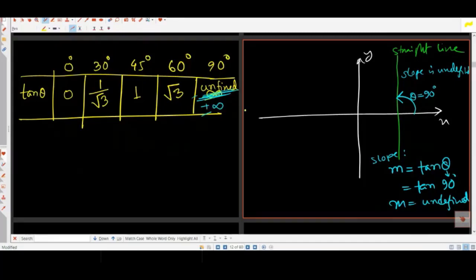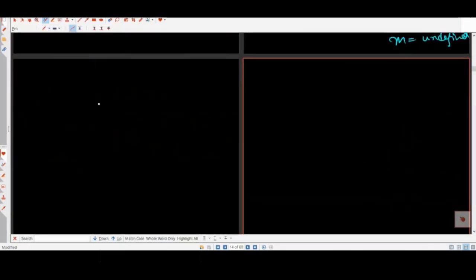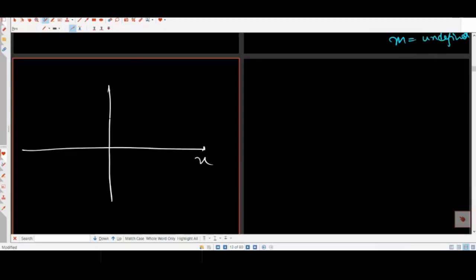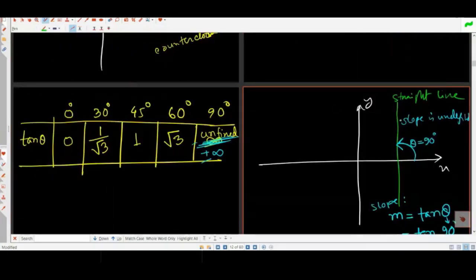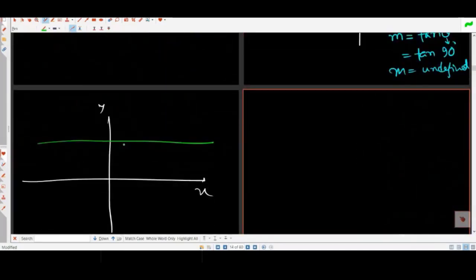Similarly, let's try to check another line. Suppose we have the xy plane, and we have a line that is parallel to the x-axis. Whatever line we had previously here, that line is parallel to the y-axis. So in that case, we are getting an undefined slope. But when we have a line that is parallel to the x-axis, what will be the angle and what will be the slope? We can understand that this line has angle 0 degrees.